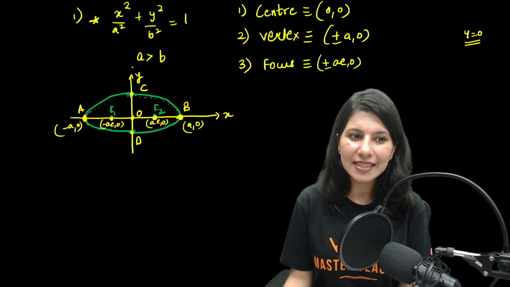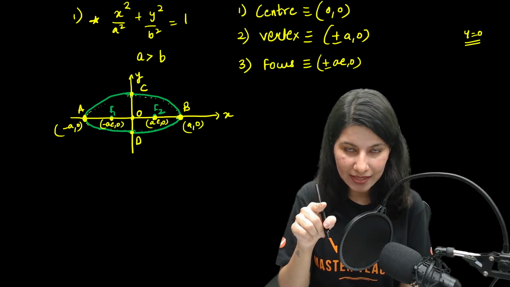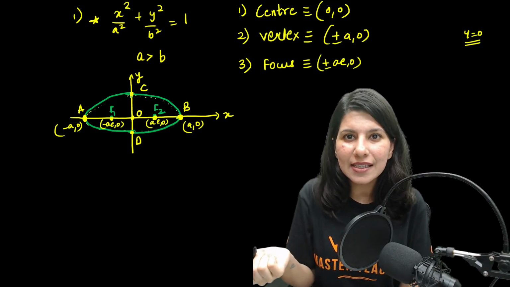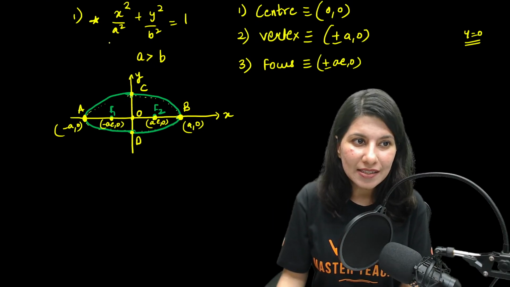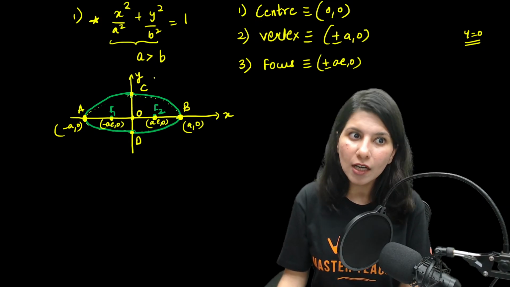So, we can clearly see C and D are lying on the ellipse and on the y-axis, right? So, on the y-axis, x is what? 0. So, in this standard equation of the ellipse, put x equals 0 to get C and D.